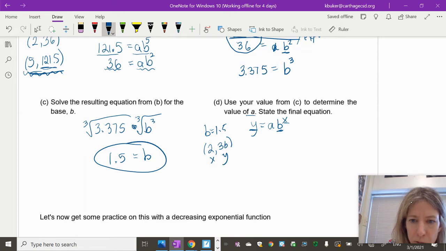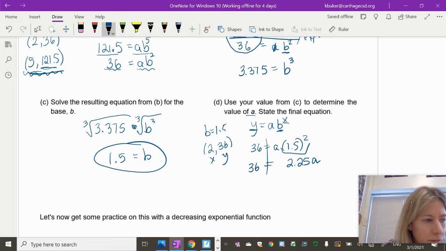Now, we have all of the other variables. We need to solve for a now. So I'm going to just substitute 36 equals a times 1.5 to the x, squared. All right, so now I can do the 1.5 squared, and when I calculate this, okay, it's kind of like 15 squared is 225, so this would be 2.25 times a. I'm going to put the a after it because that's how I typically write it. And to solve for a, I can just divide by 2.25.